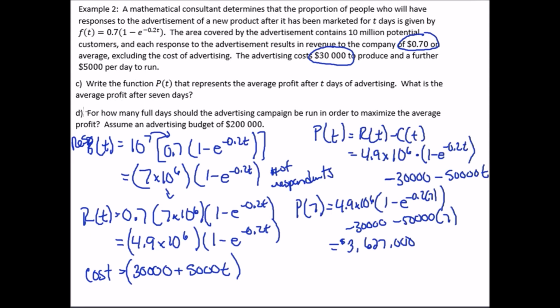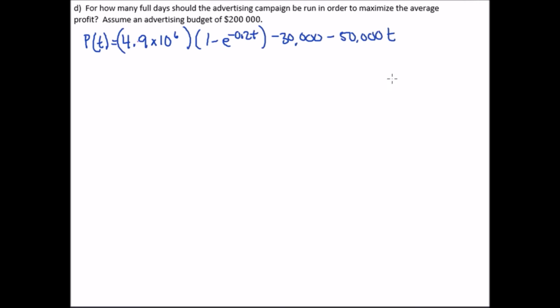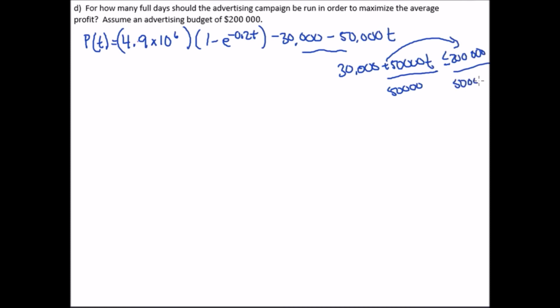Okay, and now D. For how many full days should the advertising campaign be run in order to maximize the average profit? Okay, and assume an advertising budget of $200,000. Okay, let's cut and paste D. So here's our profit function and here's part D. So we know that the advertising budget, which is just this part at the end, so 30,000 plus 50,000 T, has to be less than or equal to 200,000. Okay, so bring over that 30,000, divide by 50,000. Okay, we're going to have T has to be less than or equal to 34. Okay, so our two endpoints are going to be 0 and 34.